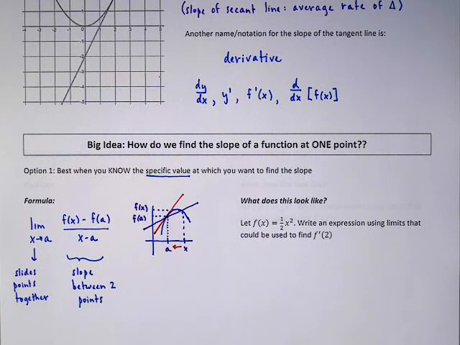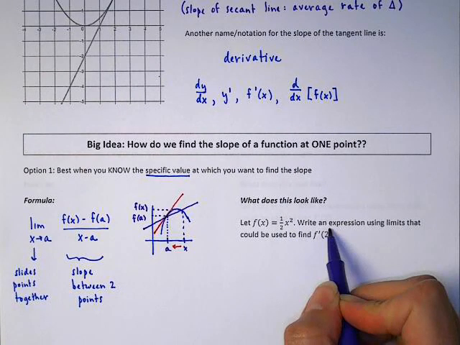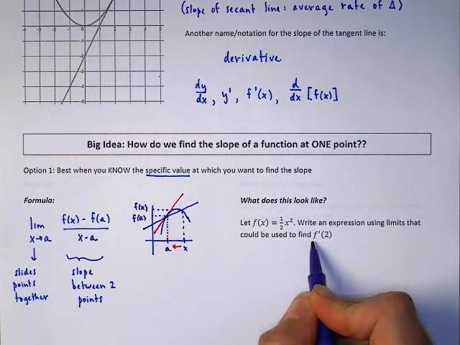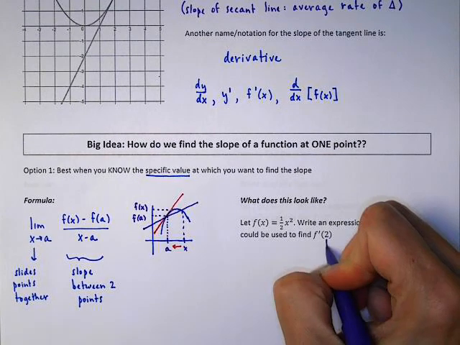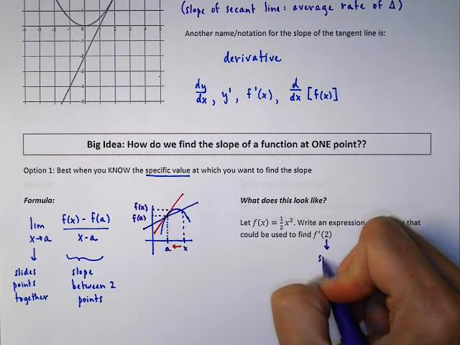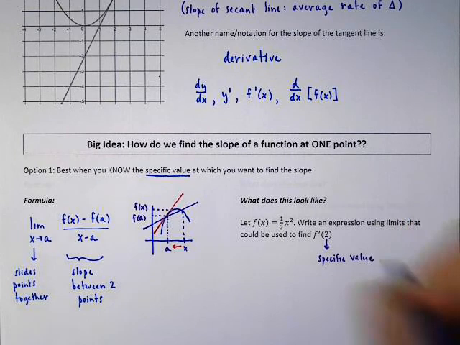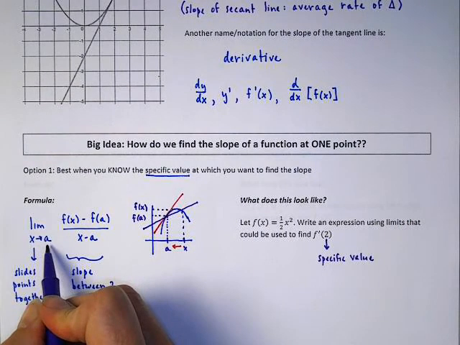So now, what would this look like in an actual problem? Here it says let f of x equals 1/2 x squared, and it wants us to write an expression using limits that could be used to find f prime of 2. So in this case, that 2 is that specific value that we were talking about. That's our value, what we called a here. So here's what we would do in this case.